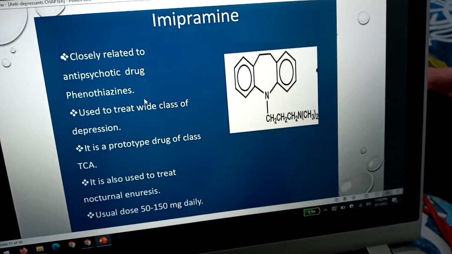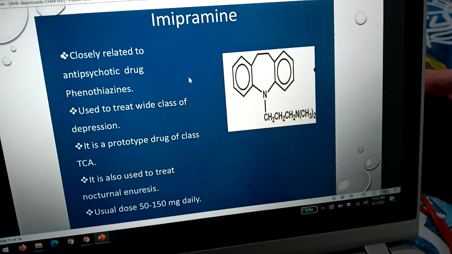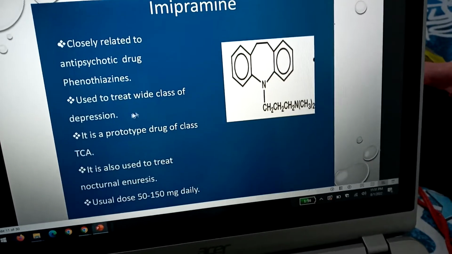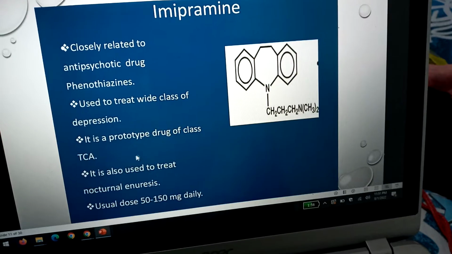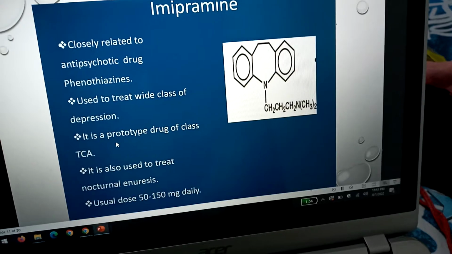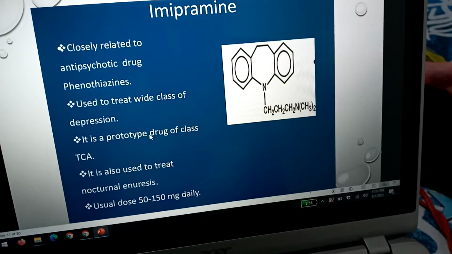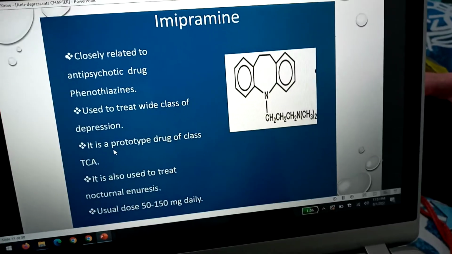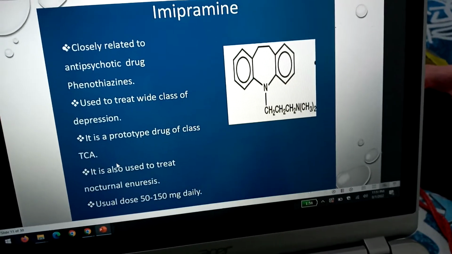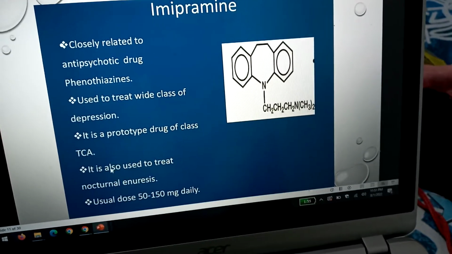Imipramine. Imipramine is closely related to the antipsychotic drug phenothiazine. It is a prototypical example of tricyclic antidepressant. It is used to treat a wide class of depression. It is a prototype drug. What is meant by prototype? Prototype means we take a single class representative which can be beneficial to represent the whole class of drugs. So we just take an example of any one drug which has common properties with respect to other drugs of the same class.